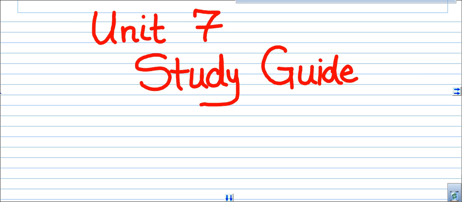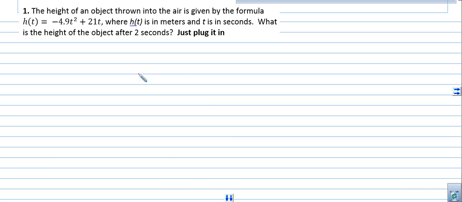Let's take a look at question number 1. After reading the question, you should find at the end that it wants to know what is the height after 2 seconds. So we take that 2 seconds and figure out what this number represents according to our question. If you look at what the variables stand for, h of t is in meters, and t is in seconds.